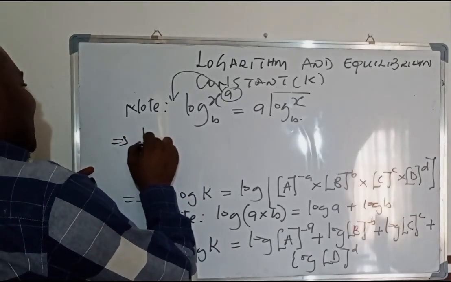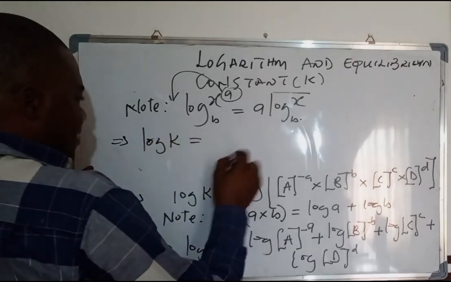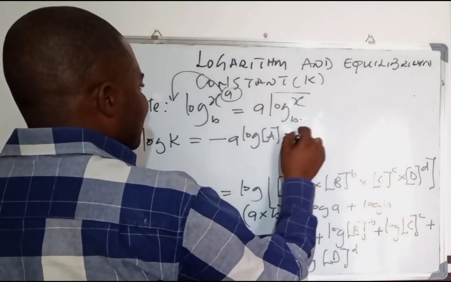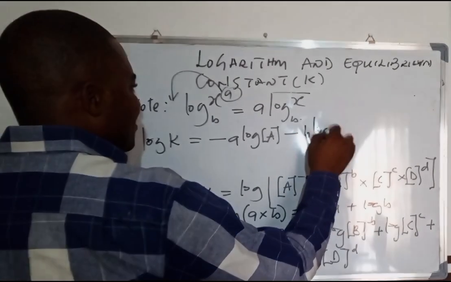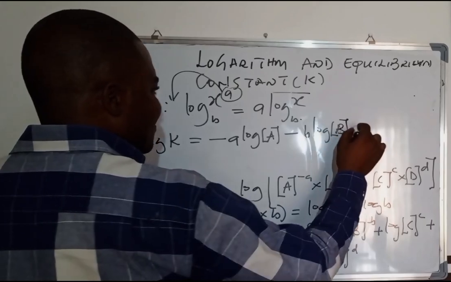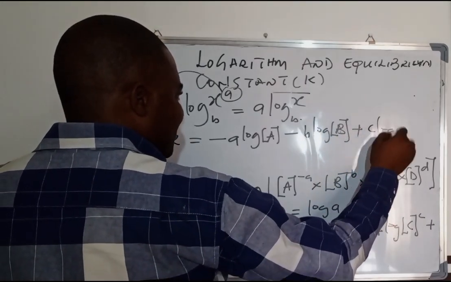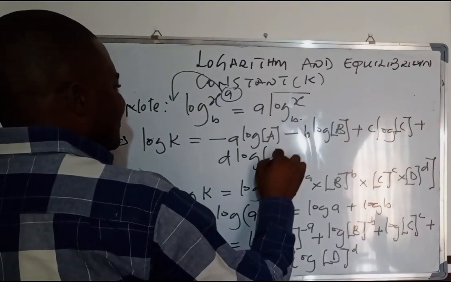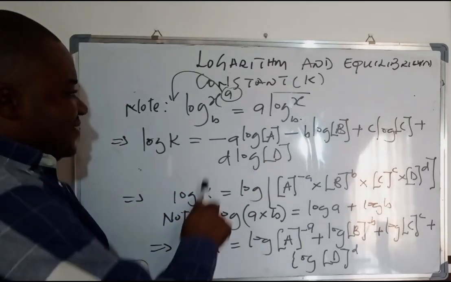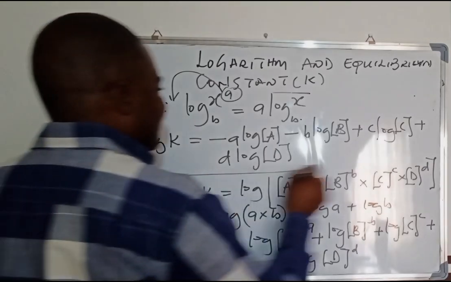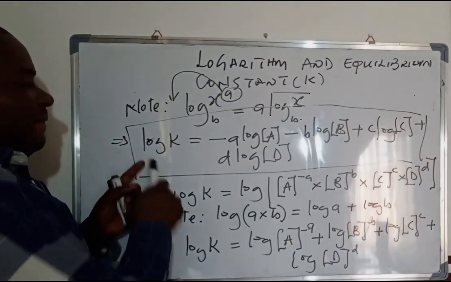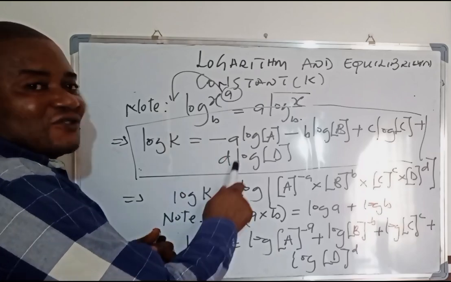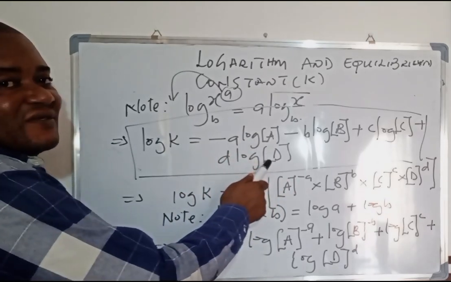That means we can now have the log of K equals minus a times the log of A, minus b times the log of B, plus c times the log of C, plus d times the log of D. At this juncture, we have been able to establish the log of the equilibrium constant as a function of the logarithms of the various concentrations of the reactants and products.